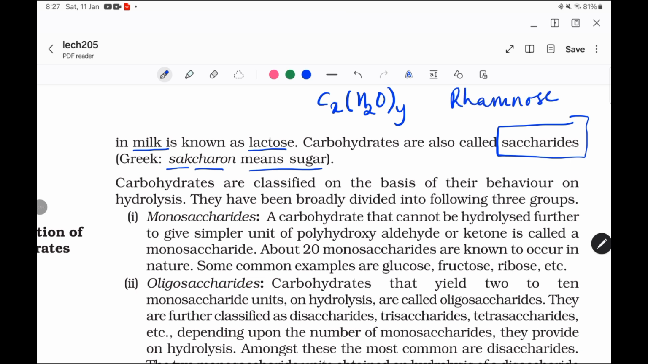So the answer is no. They can give you a variety of carbohydrates, and most of them will fit into this CxH2yOy formula, but rhamnose is not going to fit into that definition.